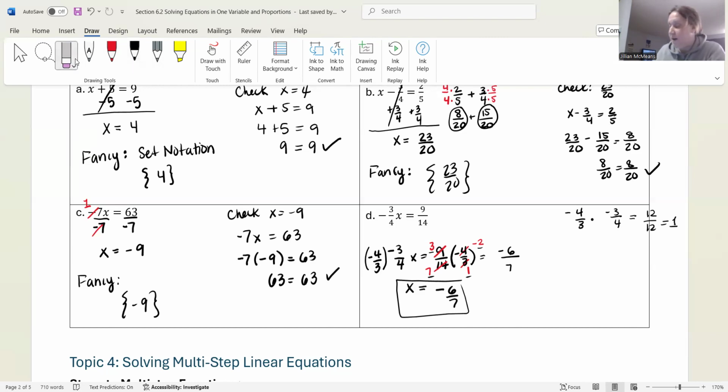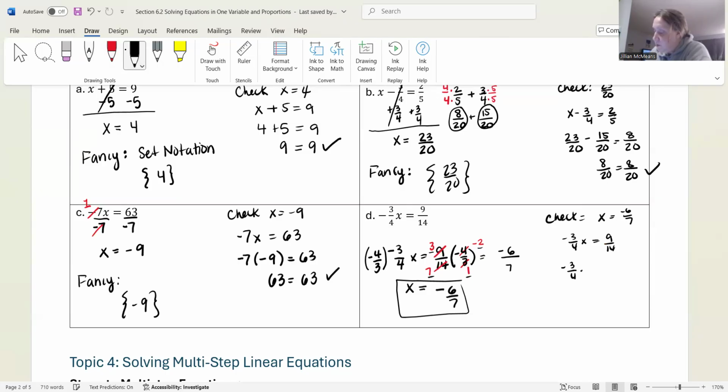So let's check it. Now, I do want to erase this side work over here just so I have plenty of room. Okay, so we have -3/4 x equals 9/14, and we want to check x equals -6/7. So -3/4 times x equals 9/14. Replace x with -6/7.